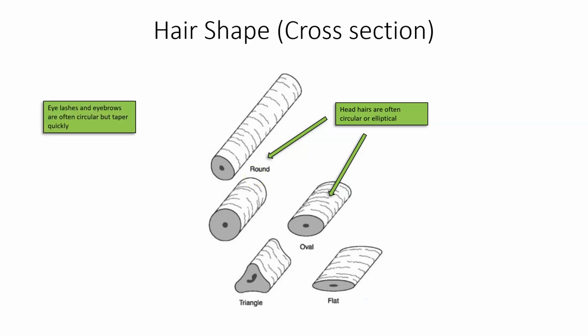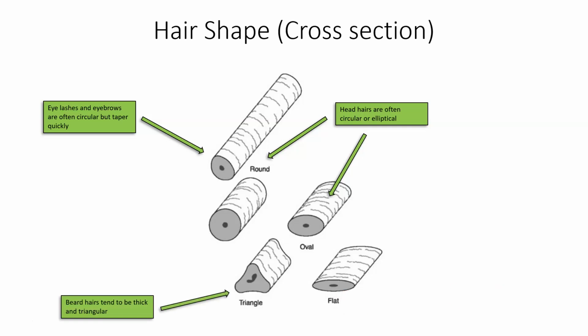Eyelashes and eyebrows are often circular but taper quickly. Because they are so short, they taper really quickly. You'll notice from one end to the other, there is a tapering, and it happens really fast. Why do your head hairs not taper like an eyelash does? Because eyelashes and eyebrows are of a finite length, meaning they grow to a certain length and stop, whereas your head hairs continually grow forever. So you're not going to see the same tapering on your head.